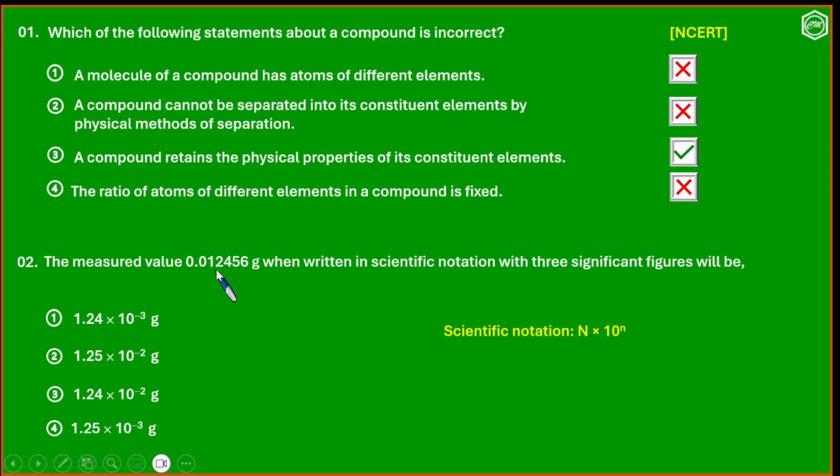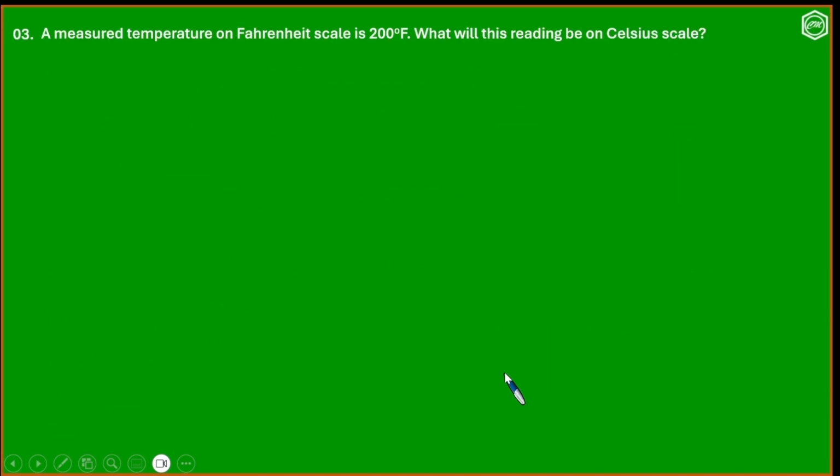So therefore, the last digit to be retained will be 4 and the digit to be dropped is 5. Since it is even, the last digit remains the same. So the correct option will be 1.24 into 10 raised to minus 2. That's the correct answer.